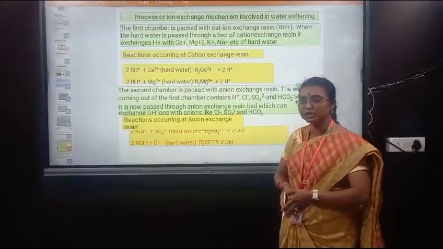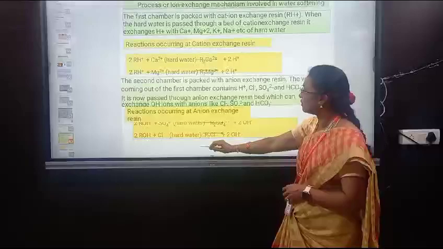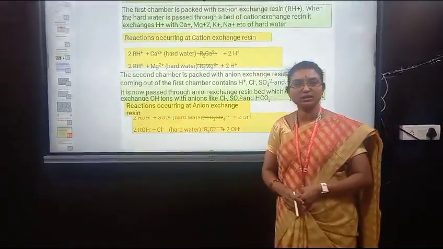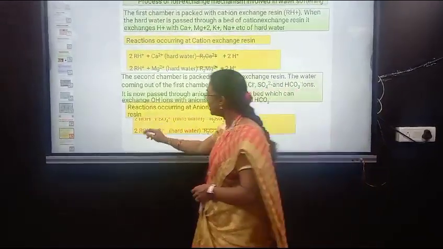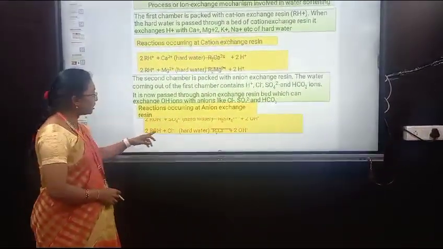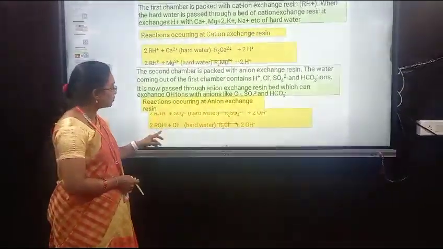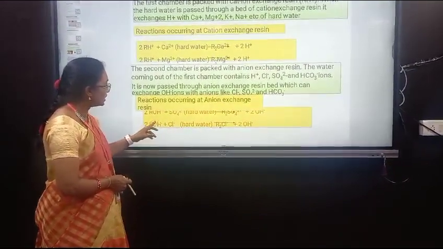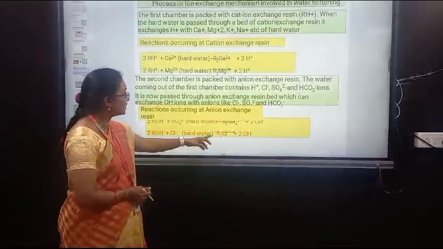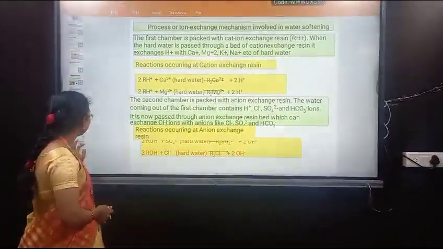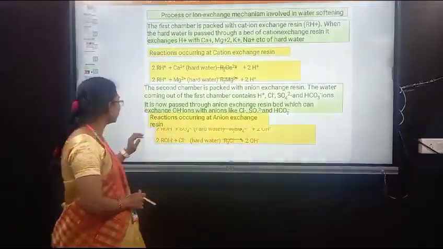And what about the anion exchange chamber? Here in the anion exchange chamber, all the anions present in the hard water, like sulfates and chlorides, can be replaced. The anion exchange resin generally has ROH, where OH is the group responsible for exchanging the ions. This OH group is involved in exchanging the anions from the hard water, so after exchanging, we get OH- ions. So these are the two reactions that happen at the cation exchange chamber and the anion exchange chamber.